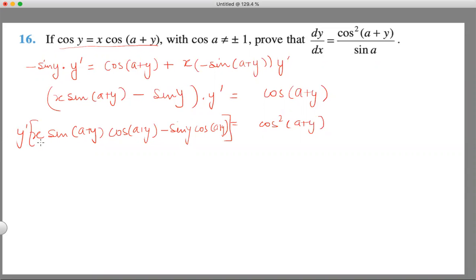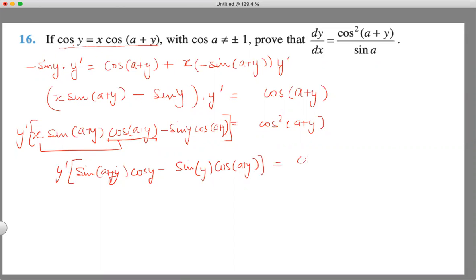Now this is interesting because x into this, right, is cos y. So we will replace it by cos y. So we will have sine a plus y into cos y minus sine of y cos a plus y, right? And outside is y dash, equal to cos square a plus y.